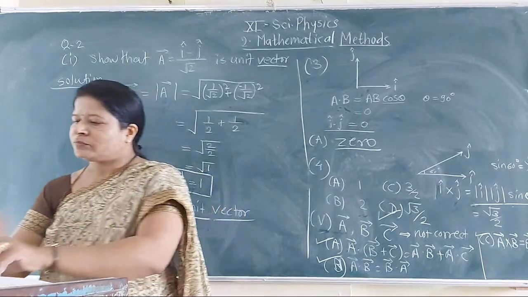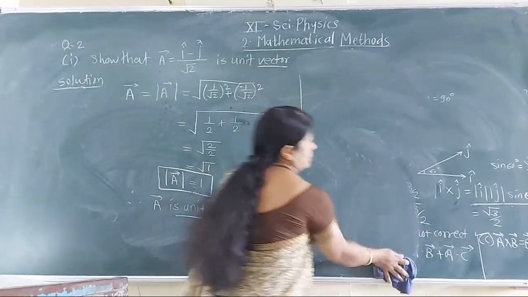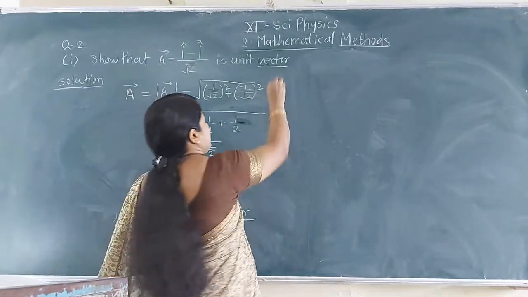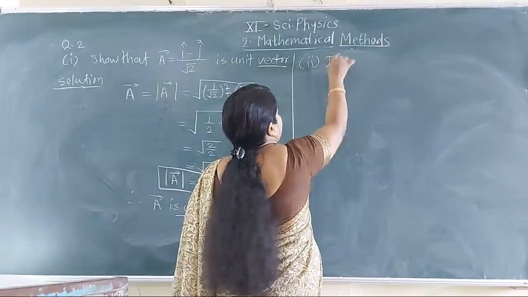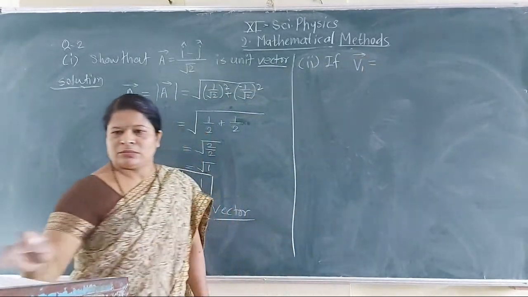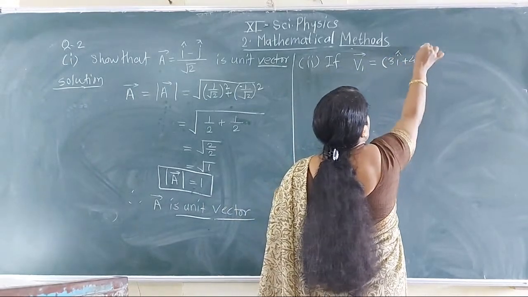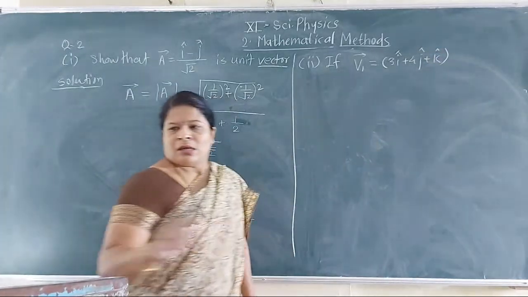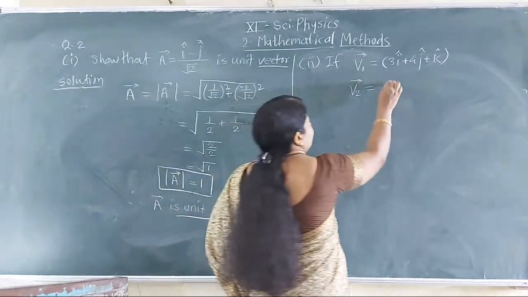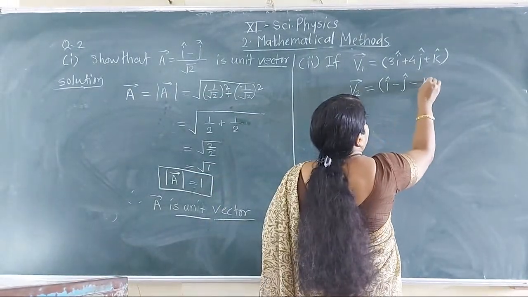Next question. Question number 2. If vector V1 is equal to 3I cap plus 4j cap plus k cap, and vector V2 is equal to I cap minus j cap minus k cap.